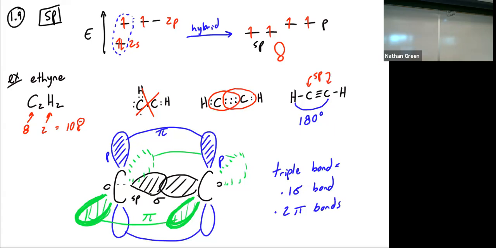So if I ask you to do this on the next quiz, I will specify, here's a molecule, draw for me the orbitals of the carbon-carbon bond, not the entire molecule, because it just gets too messy. Questions about sp hybridized carbons?